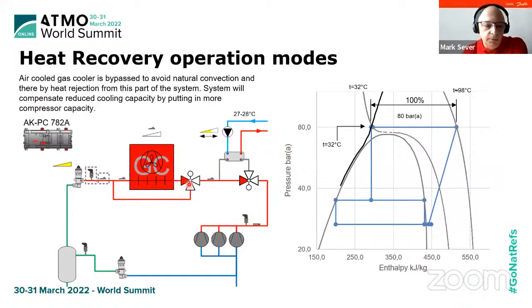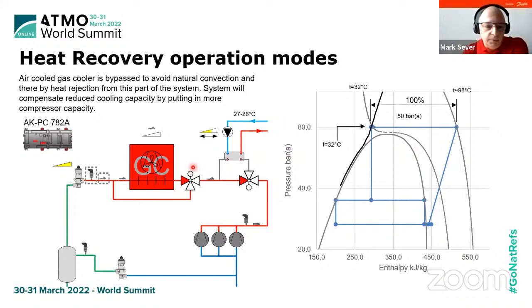As a last stage, we can completely bypass the gas cooler if we have this three-way gas cooler valve. So we will be completely recovering heat, with nothing being released to the ambient.